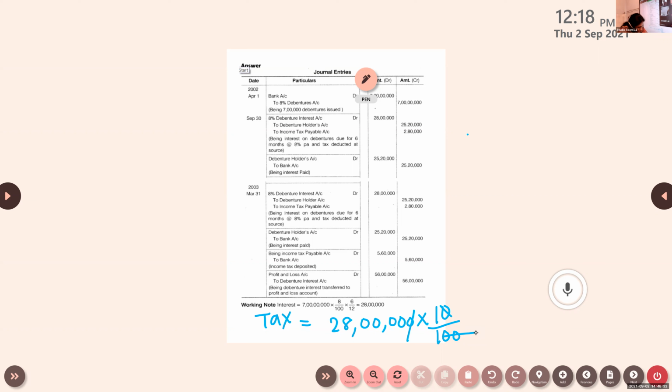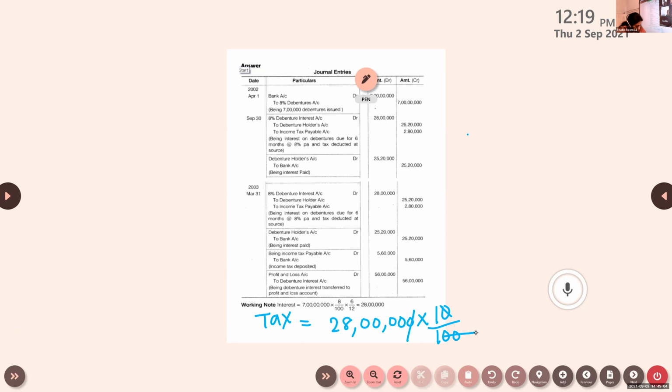Writing off discount or loss on issue of debentures. When do you find such items? What is that situation where this discount on issue of debentures is shown in the journal entry? Issued at a discount. Very good, Anjo. Thank you so much for the answer. Yes, when the debentures are issued at a discount, you give debit to discount on issue of debentures.